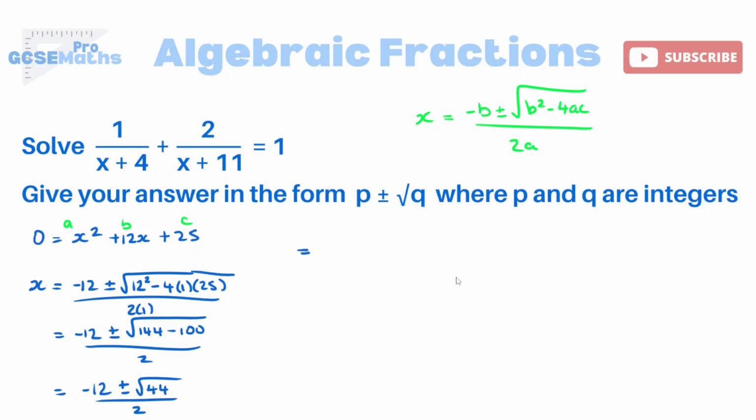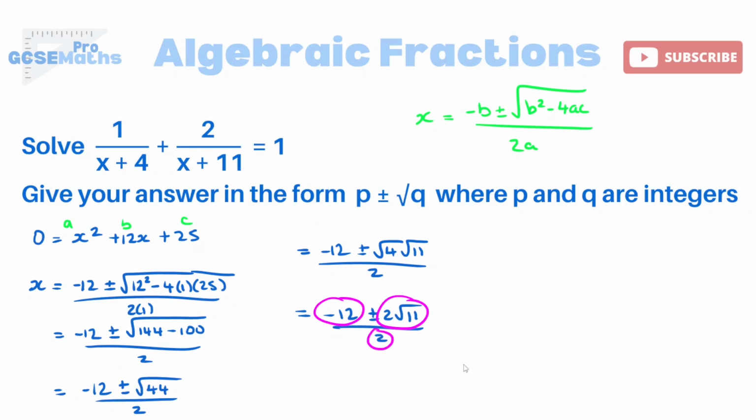Sometimes this then includes some surds, doesn't it? So let's see, can I simplify root 44 as a surd? Are there any square numbers that go into 44? Well yeah, 4, right? So root 4, root 11 over 2. Then I can actually square root the 4, so that becomes 2 root 11 over 2. Now finally I'm just going to simplify the fraction. I've got 3 terms here. I've got minus 12, I've got 2 root 11 and 2.